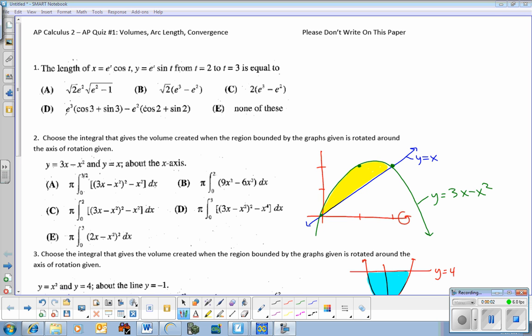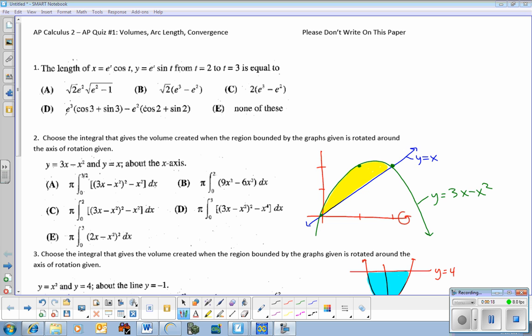Okay, this video is going to explain the answers to the multiple choice quiz from class. So I'm going to work them out, and you need to work them out on separate paper and bring them in. This first question is an arc length, and this one's a parametric because we have x and y separate.